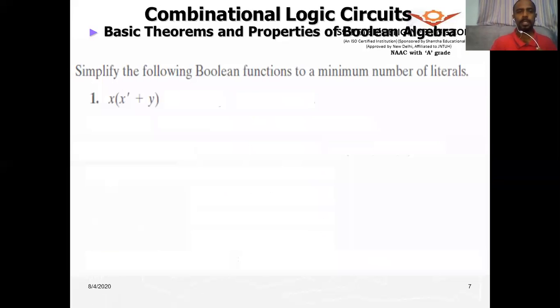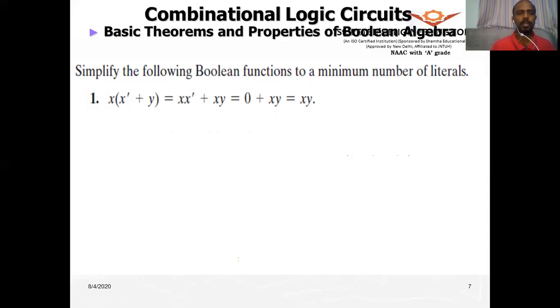All right. Now let us simplify some Boolean expressions by reducing the number of literals. So literals are the terms in that. Okay, so first is x ANDed with x complement or y. So when we multiply term by term, we get x ANDed with x complement or with xy. So x and x complement is equal to 0. So the result will be equal to xy.